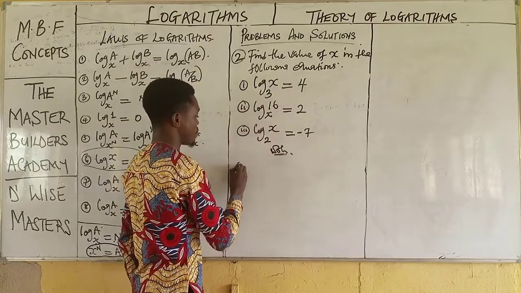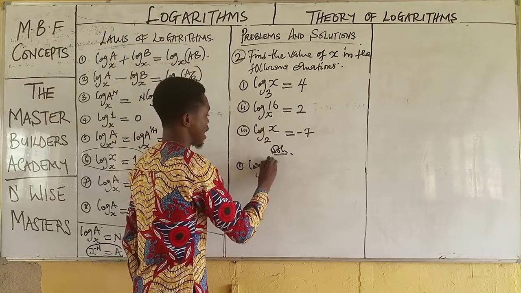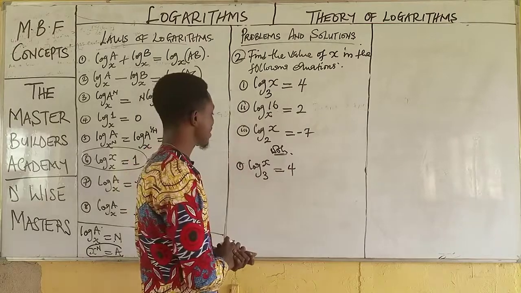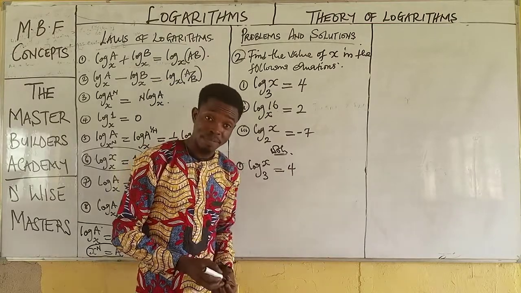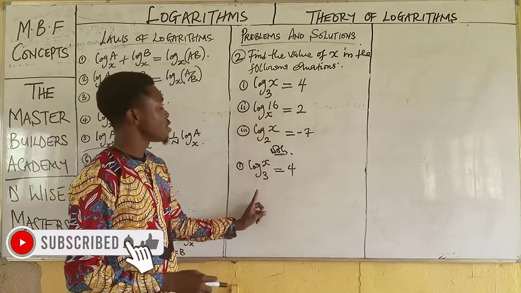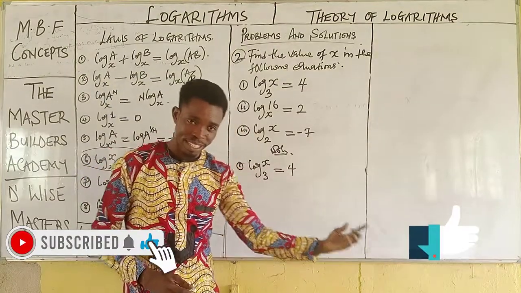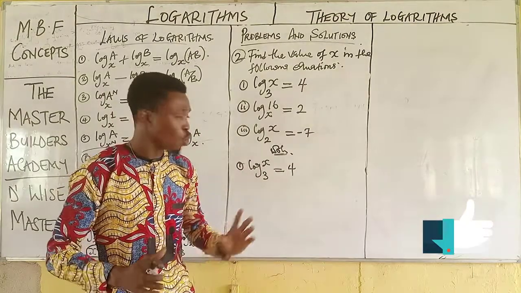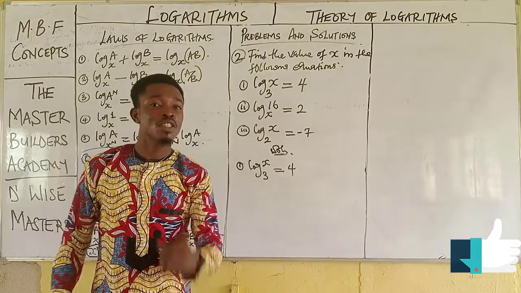Question number 1, we have log x base 3 is equal to 4. What do we do? It's very, very simple. All you simply need to do here is to equate the base to the power, that is, equate the base to the number.